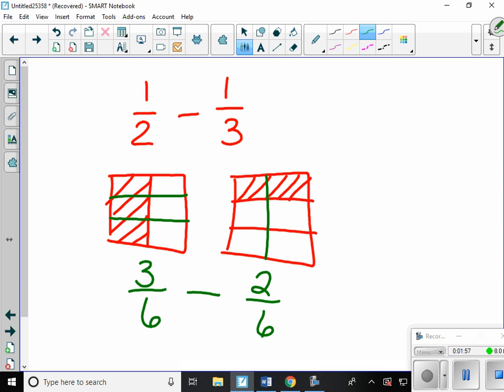So if I have 3 6, and I hate using this word, take away. If I take away or subtract 2 6, right, my 3 6, and I'm taking out 2 6, how much do I have left? 1 6. 1 6. So that's the one way. That's the one way you can do it.